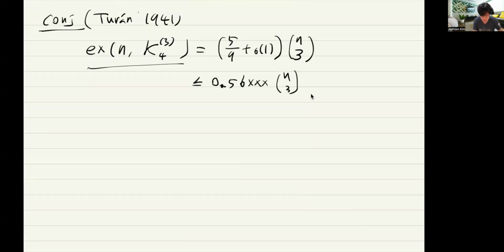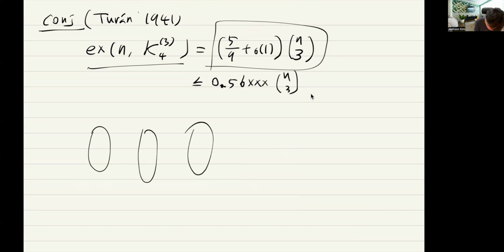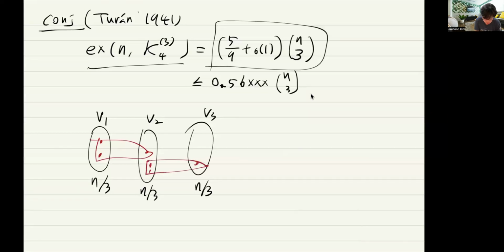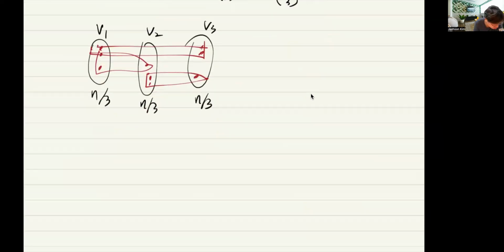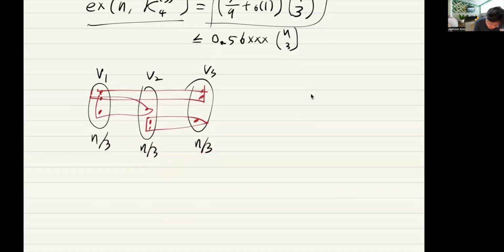And we have already discussed before, but let me repeat it. The lower bound of 5/9 comes from the following construction. You take n over 3 vertices in each of v1, v2, v3. And how do you put the edges? You put the edges which use 2 vertices and 1 vertex here, and 2 vertices, 1 vertex here, and 2 vertices, 1 vertex here. Then you can check that this does not contain a copy of the 4-vertex clique. And the number of edges is roughly 5/9 times n choose 3. So this provides a lower bound.